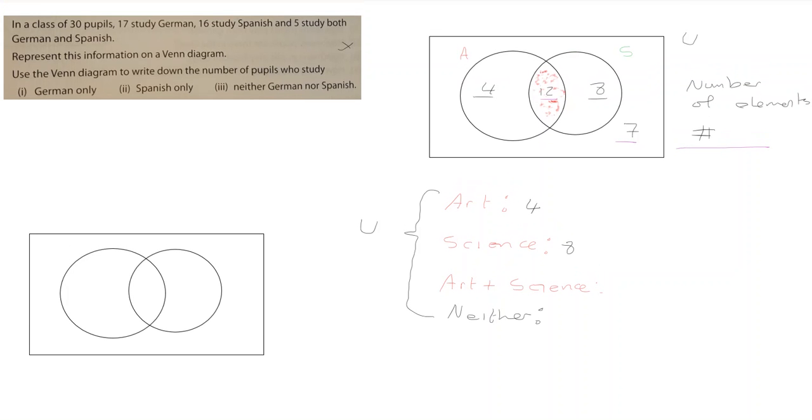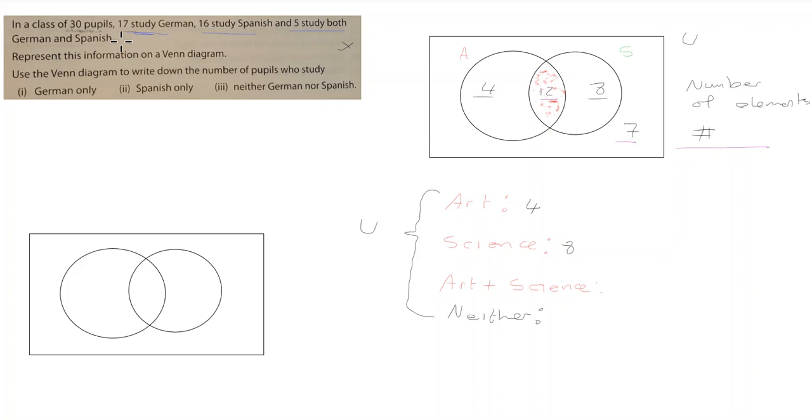So bearing that in mind, let's have a look at this problem here. How would we go about tackling it? First of all, let's have a read over it and see what it's actually asking us to do. In a class of 30 pupils, 17 study German, 16 study Spanish, and 5 study both German and Spanish. Represent this information on the Venn diagram.